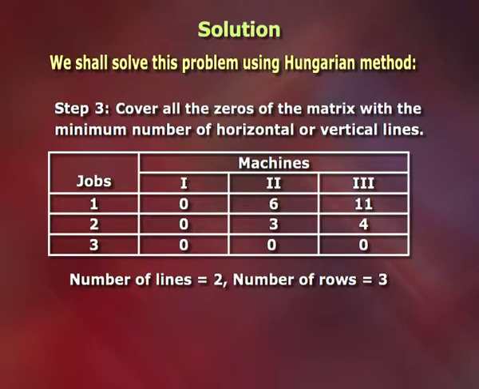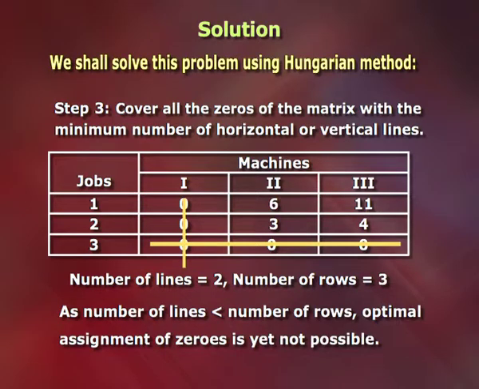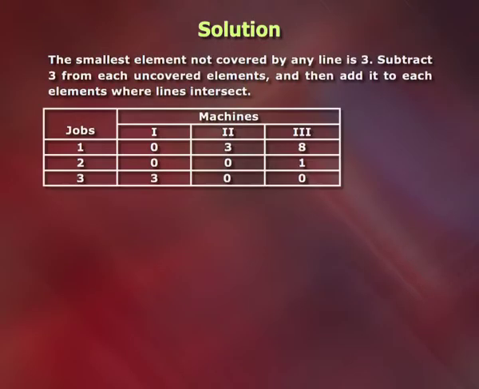Step 3: cover all zeros of the matrix with the minimum number of horizontal or vertical lines. Now, here the interesting point is that we can cover all zeros with only 2 lines. So, the number of lines is 2 and the number of rows is 3. You can see there are 3 jobs, 1, 2 and 3, so there are 3 rows. As the number of lines is less than the number of rows, optimal assignment of zeros is not yet possible. So, we will have to do one more step before going to step 4.